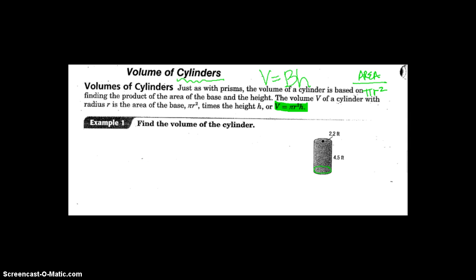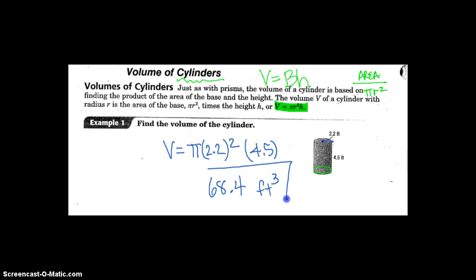So let's solve for the volume here. So volume equals pi, what's r? It's hard to see. Oh, there it is. 2.2 feet is my radius. Notice it's coming from the center to the side, so it's not diameter. That's the radius squared times the height, which is 4.5. And again, this would be feet squared times feet, so volume's always going to be feet cubed. And let's punch this into our calculator, and we will get 68.4 feet cubed. That's the volume of that cylinder.